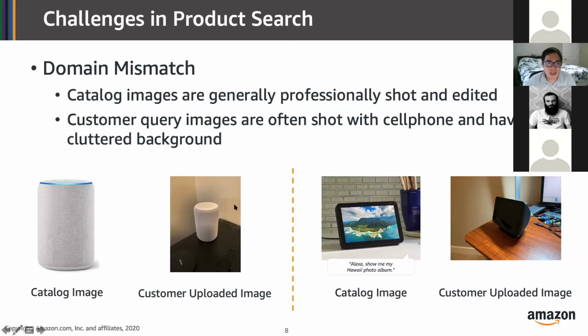On the other hand, if you see the customer query images, it's not always the case. Customer query images are often shot with a cell phone, and the view angle may not be that perfect, and the lighting condition may not be that good. They may also have a very cluttered background, which is very different from the catalog image. How to fill this gap between the catalog image and customer image could be very interesting.